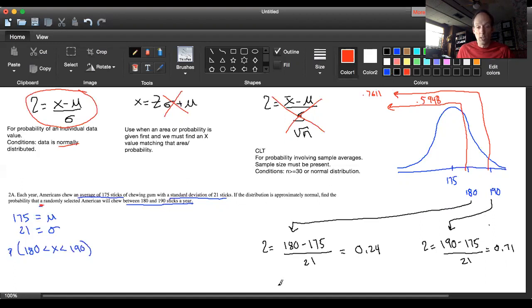So I'm going to come in and say the answer is going to be equal to 0.7611 minus 0.5948. And let's see what we get when we work that out. 0.7611 minus 0.5948. That's going to be 0.1663. And that's going to be my final answer.